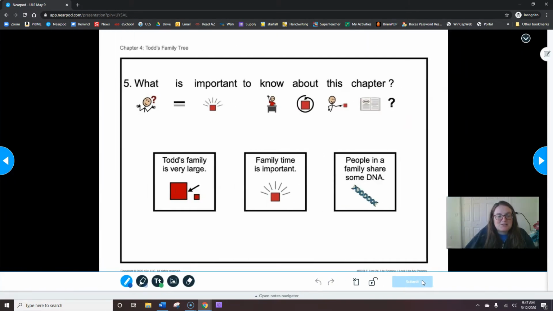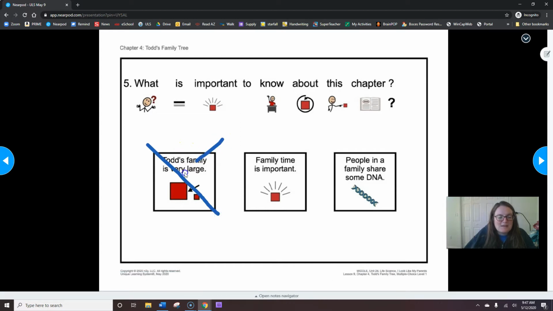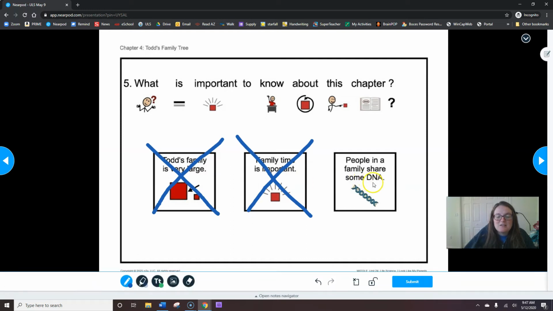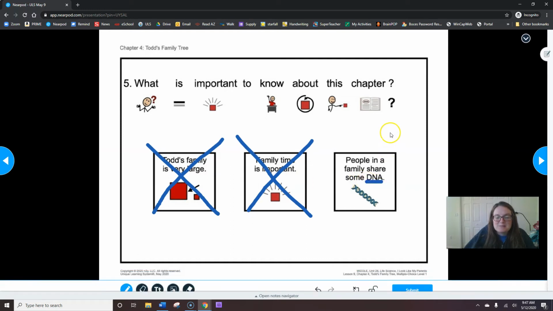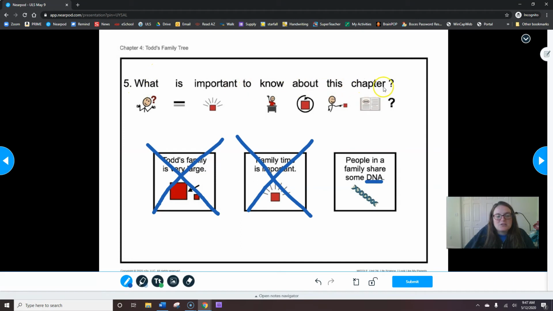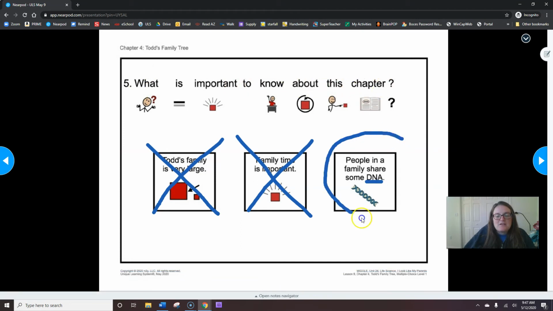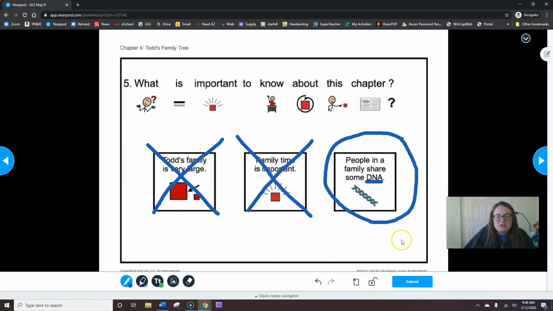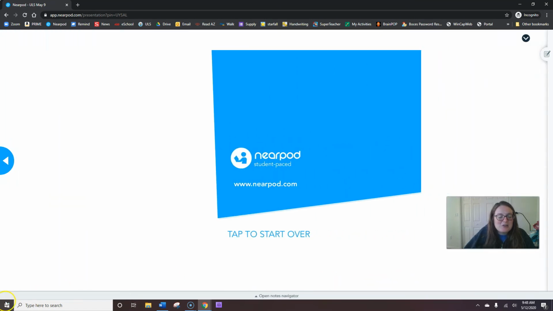And now we're on our last question. What is important to know about this chapter? That Todd's family is very large? We don't know how big his family is. Family time is important? They didn't talk about spending time together, but they did talk about how we share some DNA and how we get some traits. So what is important to know about this chapter? People in a family share some DNA. So we circle that and hit submit, and you're all done. You rocked this difficult lesson on DNA. I'm proud of you for getting through.